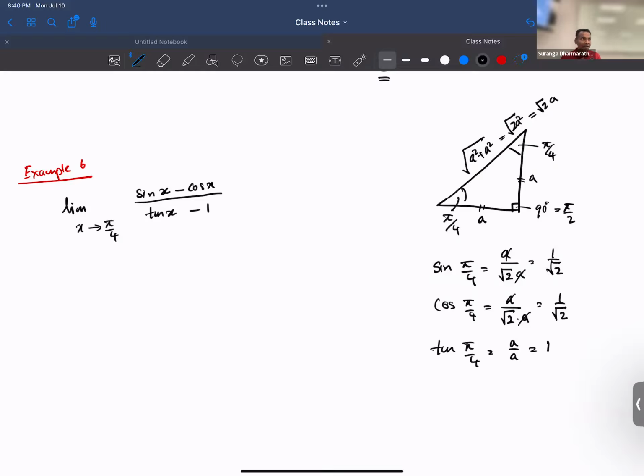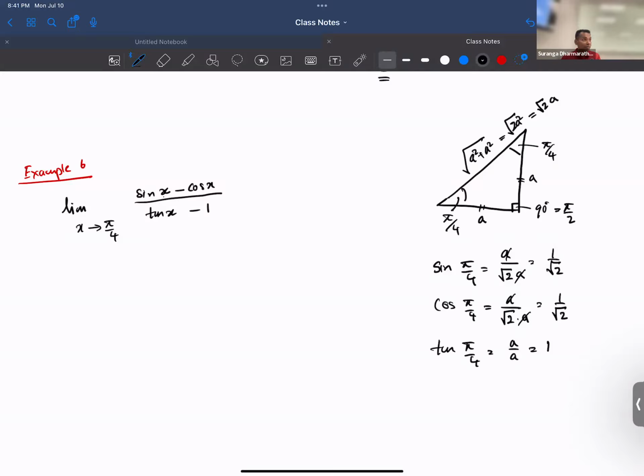So now if you substitute, what happened? Sine pi over 4 minus cosine pi over 4 is equal to what? 0. And the denominator, tangent pi over 4 is equal to 1. Minus 1? 0. So it's an indeterminate case. See that? Okay.